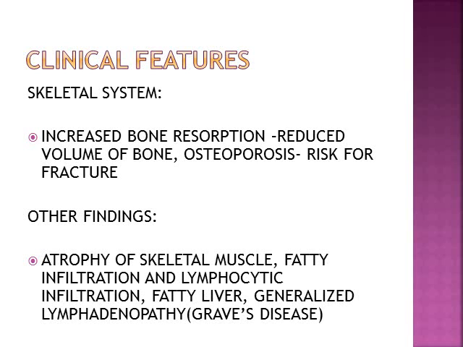In the skeletal system, these patients can have osteoporosis. The volume of the bone or the trabeculae can thin down, and there may be multiple pores. The bone may become weak, with more susceptibility to pathological fractures. What are the other findings? The muscle can be atrophic. Because of weight loss and muscle atrophy, the patient looks very thin. There may be other lesions in the muscle like fatty infiltration and lymphocytic infiltration; fatty liver may also be there.